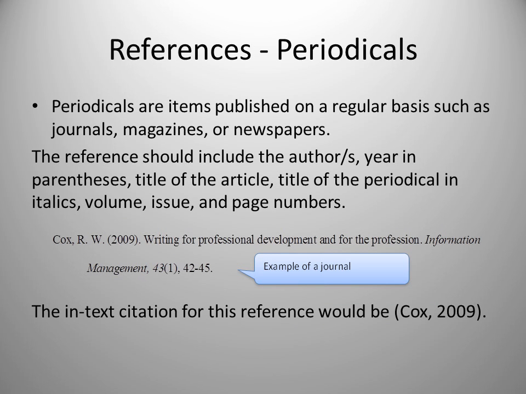If you're referencing a periodical such as a journal, magazine, or newspaper, you would use this format. The author, you just use their last name, of course, and the initials, date, the title of the article. Now the title of the article is not in italics, but it only has the first letter capitalized. The journal itself, or the periodical, is in italics with all of the words in capital. Then followed by the volume in italics, the issue in parentheses, and the page numbers. And the page numbers are completely written out.